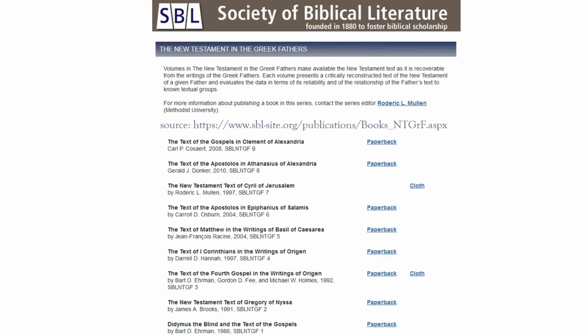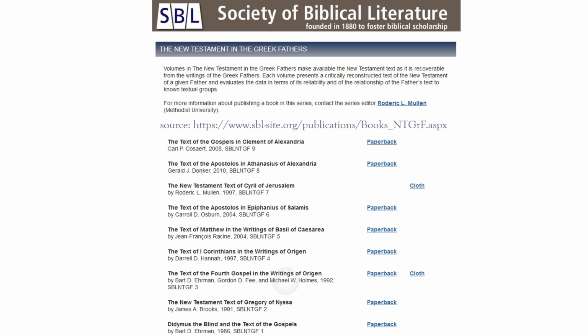So we could actually reconstruct the entire New Testament just from how many times different Christians have quoted it over the years in its original language, in Greek. We're not talking about translations yet. Now, the Society of Biblical Literature has a series of books that catalog this, called The New Testament in the Greek Fathers.